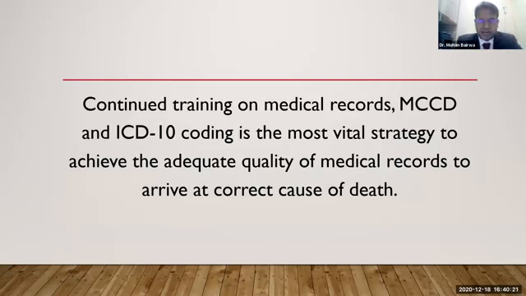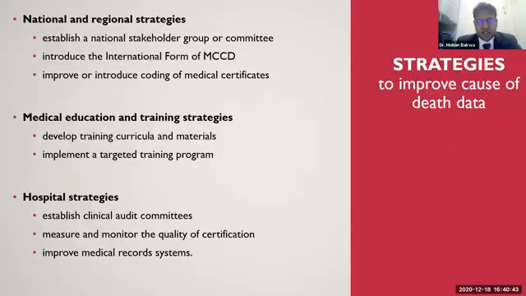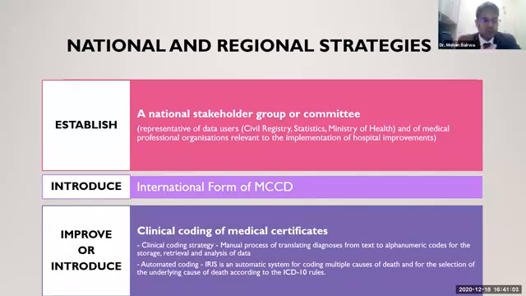Broadly, how could we address this problem? We would say that continued training on medical records, MCCD, medical certification of cause of death, and ICD-10 coding is the most vital strategy to achieve adequate quality of medical records and to arrive at the correct underlying cause of death. But broadly, I will classify the strategies into three components: national and international level strategies, medical education and training strategies, and hospital strategies. National and regional strategies we can classify into three parts. One is establishing a national stakeholder group that should have representatives from the data users like civil registration, statistics and planning, and the Ministry of Health, and various medical professional organizations involved in the implementation of hospital improvement, representing the medical professionals.